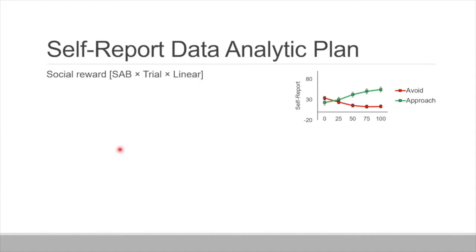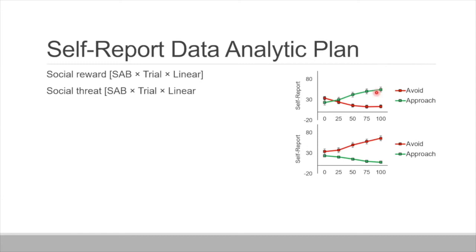And so for our data analytic plan, basically we wanted to see how social avoidance behavior interacts with these self-report ratings. And again, because we're getting these linear increases in either social reward or social threat, that's how we wanted to analyze it. So we use these linear polynomial models for both the social reward and social threat categories.